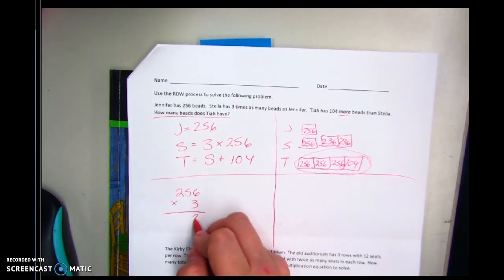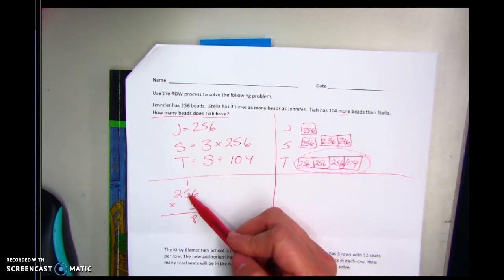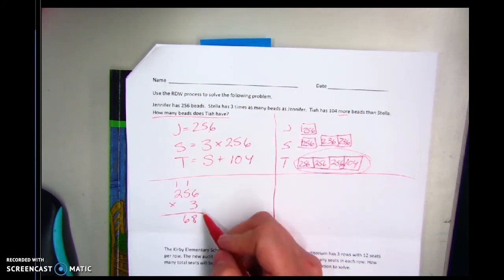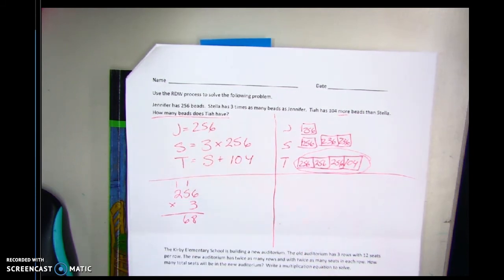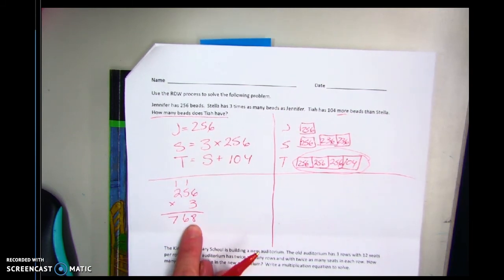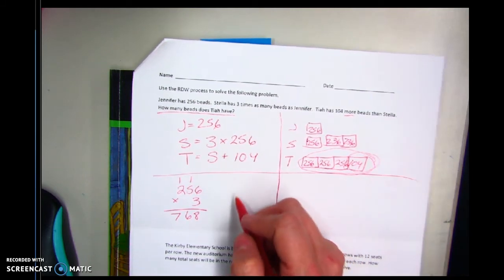6 times 3 is 18. 8 goes down, 1 goes up. 3 times 5 is 15, plus 1 is 16. 6 goes down, 1 goes up. 3 times 2 is 6, plus 1 is 7. For 768. Can I stop here? No. No, because I have to add that 104.